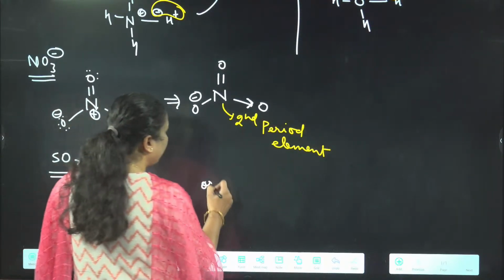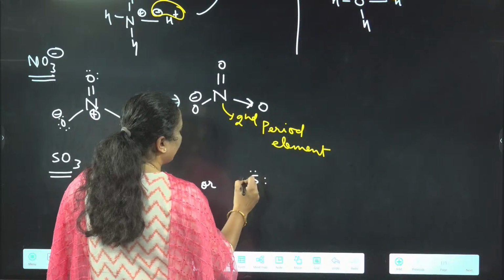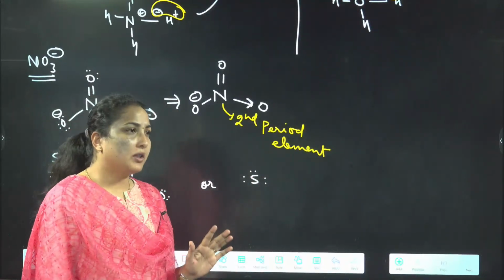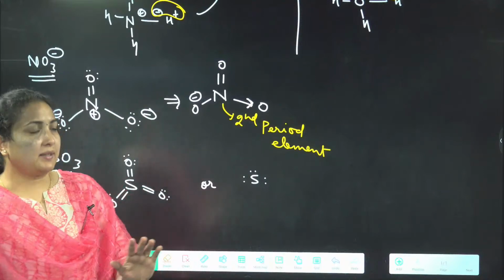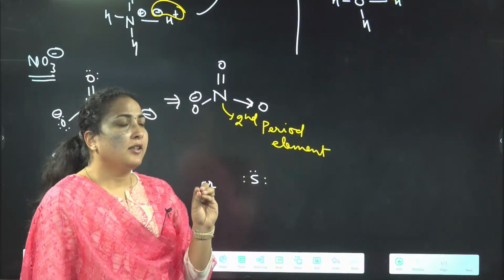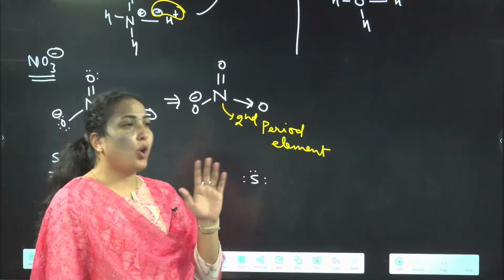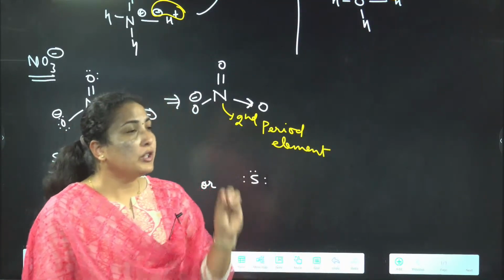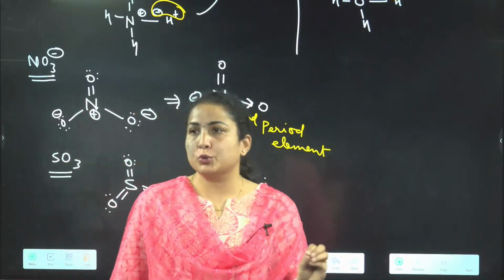Now, I can also draw one structure. See how many electrons around sulfur? There are 6, right? Now, listen carefully to what I'm saying. When you have to place the coordinate covalent bonds, you will see that you are not even violating the octet of any central element, irrespective of which particular period it belongs to.